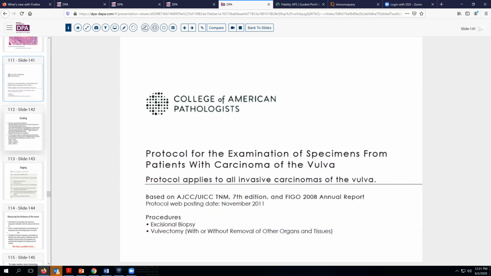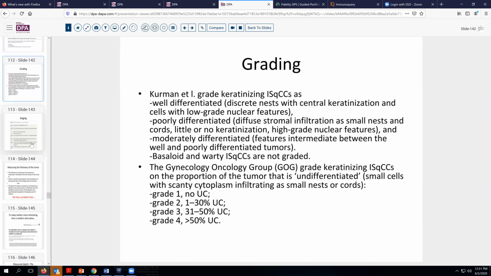All right, so let's talk about some of the nuts and bolts, the staging criteria, and some of the issues. This, I think, is actually a previous edition. You need to read through the notes of these protocols every now and then. Here's some recent information about grading. There are two systems in use. Kerman grading for invasive squamous carcinomas defines well differentiated as having discrete nests with keratinization and low-grade nuclear features. And then poorly differentiated with diffuse stromal invasion, small nests, no keratinization or very little, and high-grade nuclei.